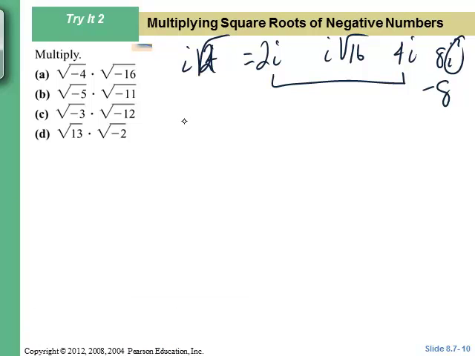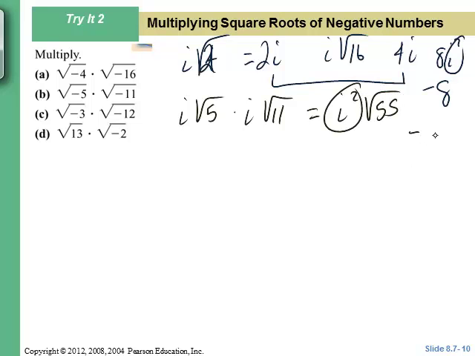For B, it's i root 5 times i root 11, which is i squared root 55, but i squared is negative 1, so that's negative square root 55. Notice this negative sign is on the outside because the i is on the outside.